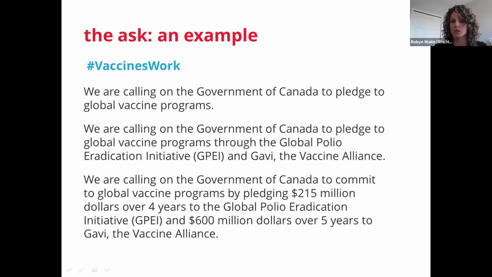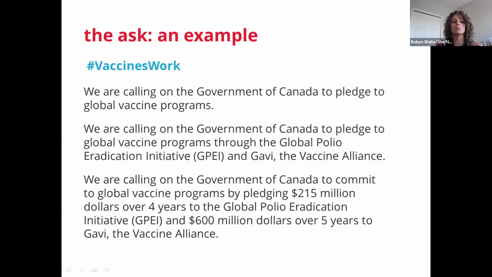The first example on the screen, we are calling on the government of Canada to pledge to global vaccine programs, is good because it identifies the decision maker that we want to act, the government of Canada, and it indicates what we want them to do, to pledge to global vaccine programs. We could, however, get a little bit more specific. Why? Because we know the ecosystem of global health, and we know that multilaterals exist that do this type of programming. So we know that we want money to funnel through the Global Polio Eradication Initiative and Gavi, the Vaccine Alliance.